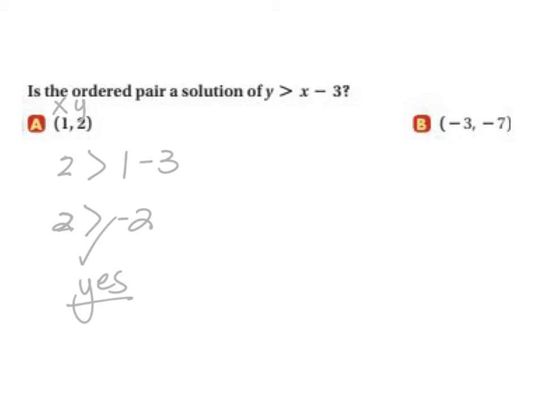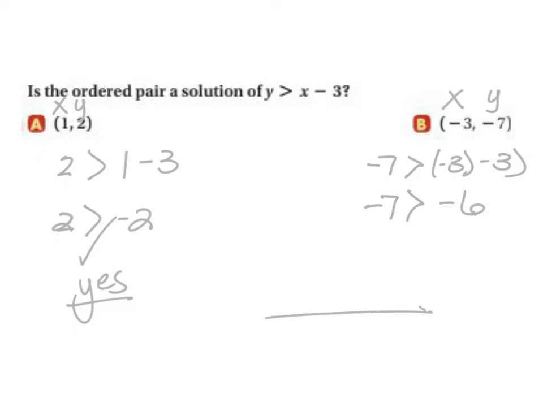Let's try the next one. Same thing, this is x, this is y, so this would be -7 is greater than -3 minus 3. So -7 is greater than -6. In this case, that is not true, even though you may want to say it is, but remember on a number line, -7 is further left than -6. So this one would be a no.